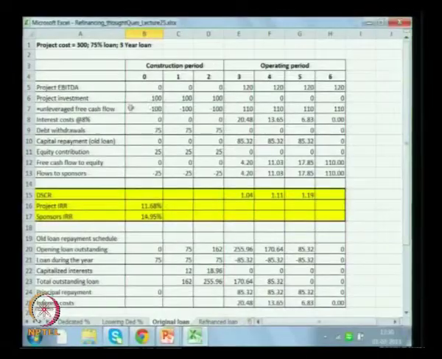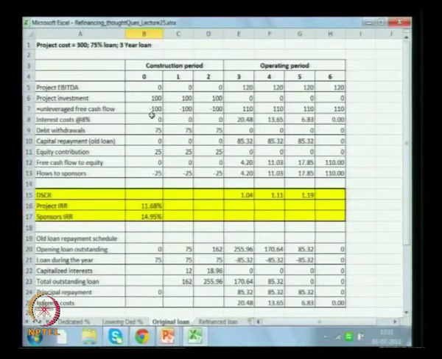And then we have the project investment. The investment happens during the construction period. Again, we have assumed the investment to be uniform in each of the 3 years, 100 now, 100 during the first year, and 100 during the second year. So you have 300 of investment happening equally in years 0, 1 and 2.